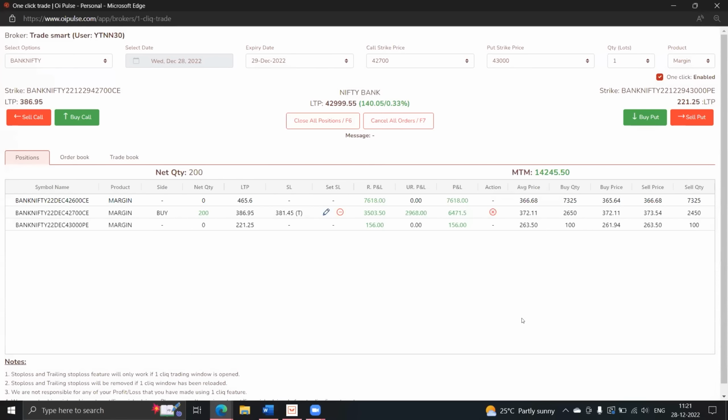So if you have placed, for example, a 10 rupee gap, it will maintain the 10 rupee gap. If you have placed a 15 rupee gap, it will maintain the 15 rupee gap. The system will automatically identify where exactly you have placed your stop loss and it will start to trail from that particular level.